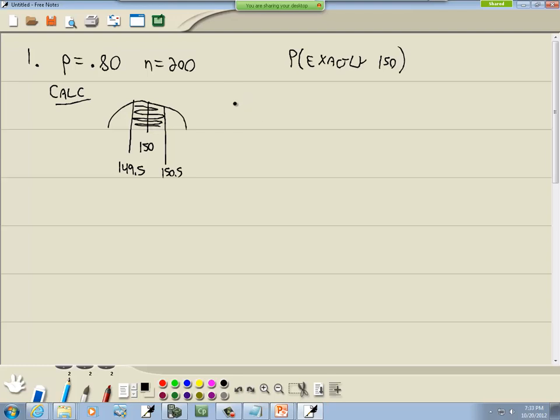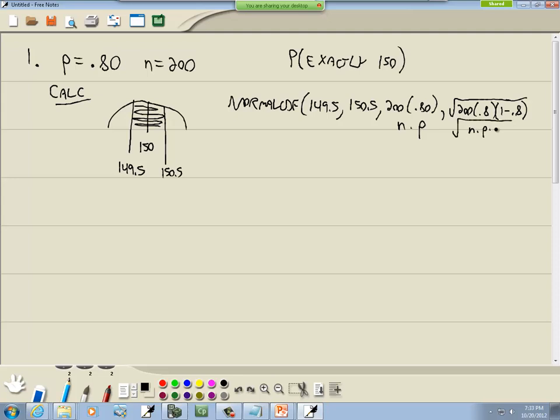So for normal CDF, using the calculator, we'll do our lower bound, which is 149.5, and our upper bound, which is 150.5. When I say lower bound and upper bound, I'm talking about what's shaded. See how it's shaded from 149.5 to 150.5? Comma, n times p, so we got 200 times 0.8, comma, square root of 200 times 0.8 times 1 minus 0.8. So this is n times p, and this is the square root of n times p times 1 minus p. Well, let's go put this in our calculator and see what we get.